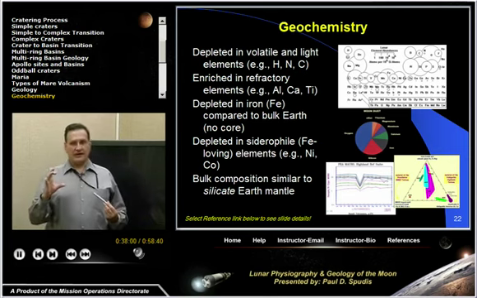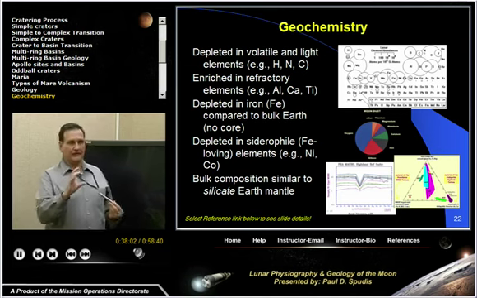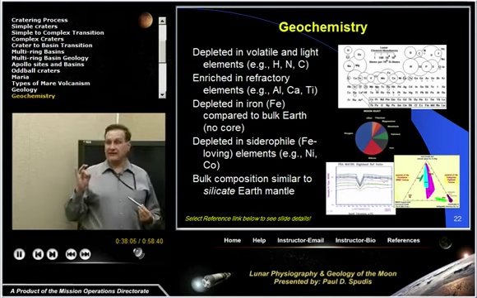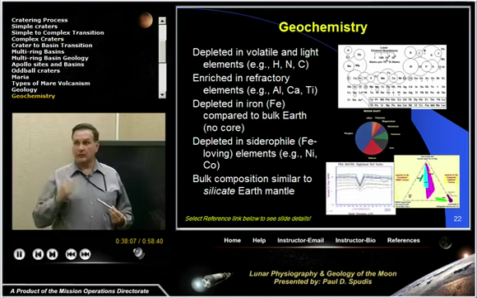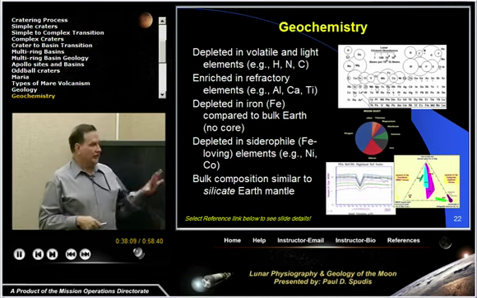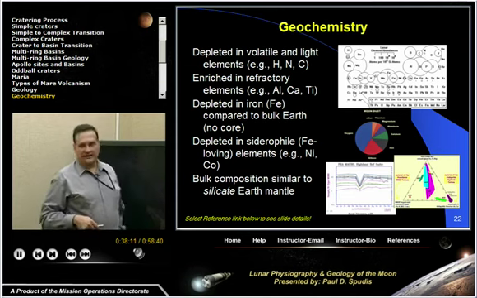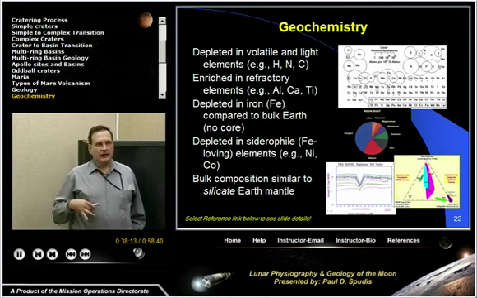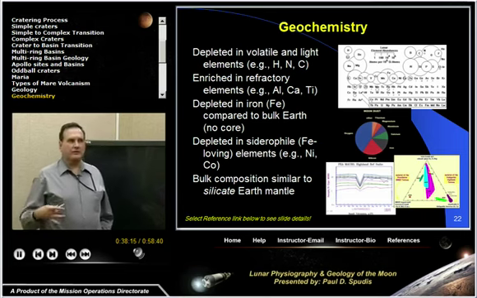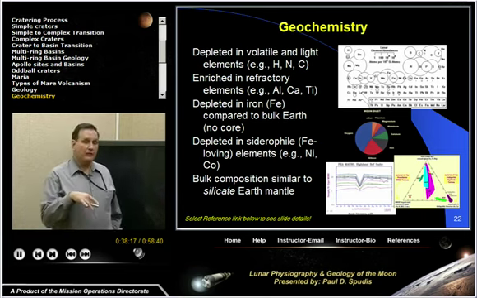The Earth has a huge iron core. The iron core is at least 50% of the volume of the Earth. The moon has a very tiny iron core that's probably less than 1% of the mass of the moon. It's also depleted in iron-loving elements like nickel and cobalt and iridium. And that's an interesting clue. It's an important clue as to where the origin, how the moon formed.